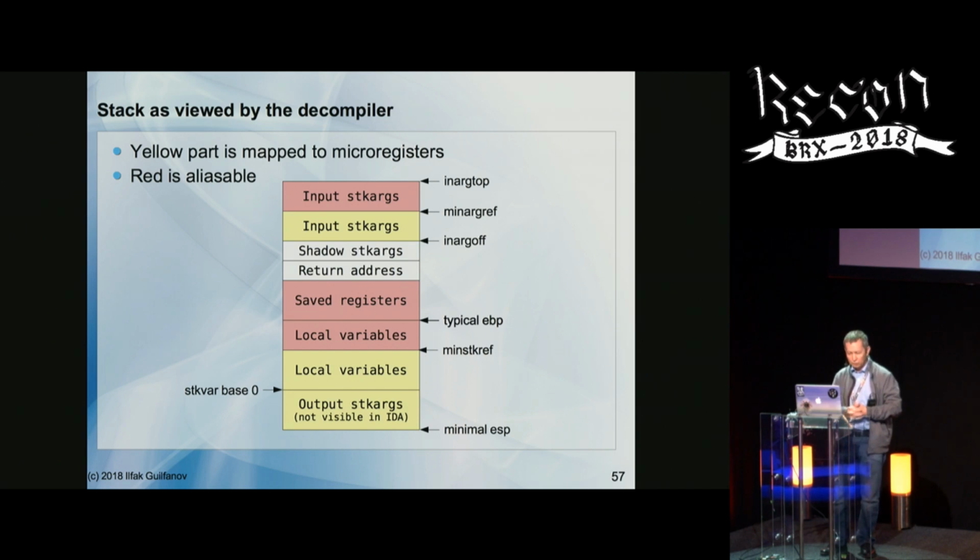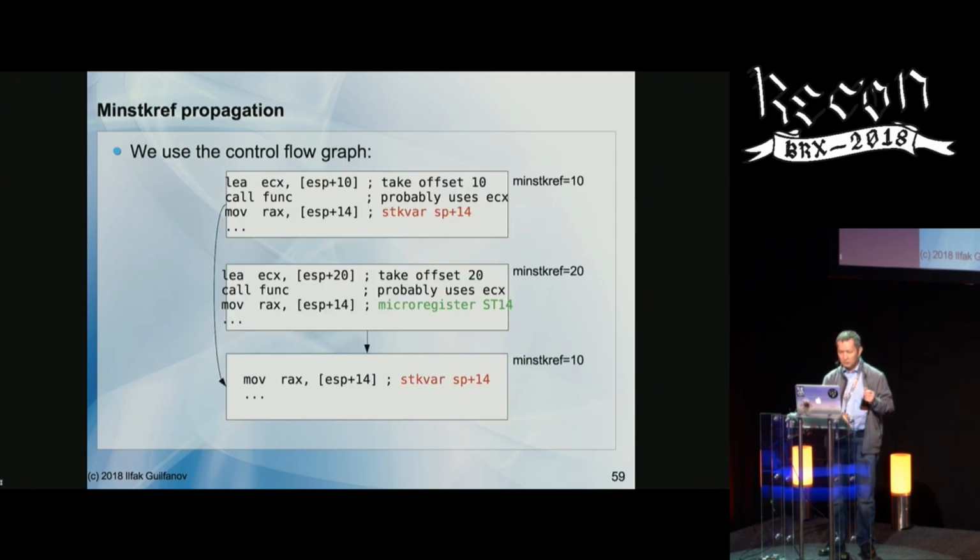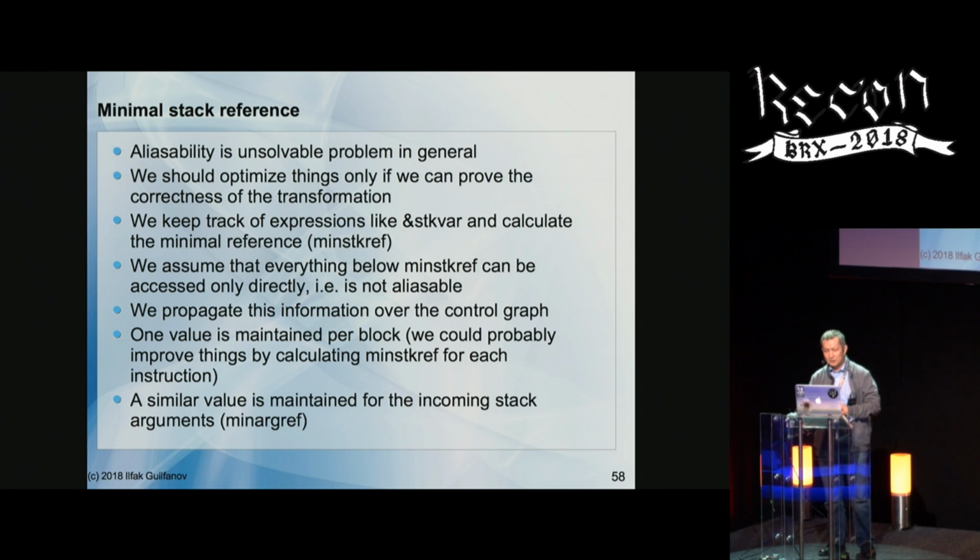You remember the slide that I showed you, with these yellow and red areas. How do you calculate the size of the red and yellow areas? That's another interesting question. There, we have to employ a special logic to calculate something called stack references. We calculate the minimal stack reference. Unfortunately, this problem is, again, unsolvable in general, and therefore we try to be on the safe side, and we optimize only the things where we proved that we calculated the correct stack reference.